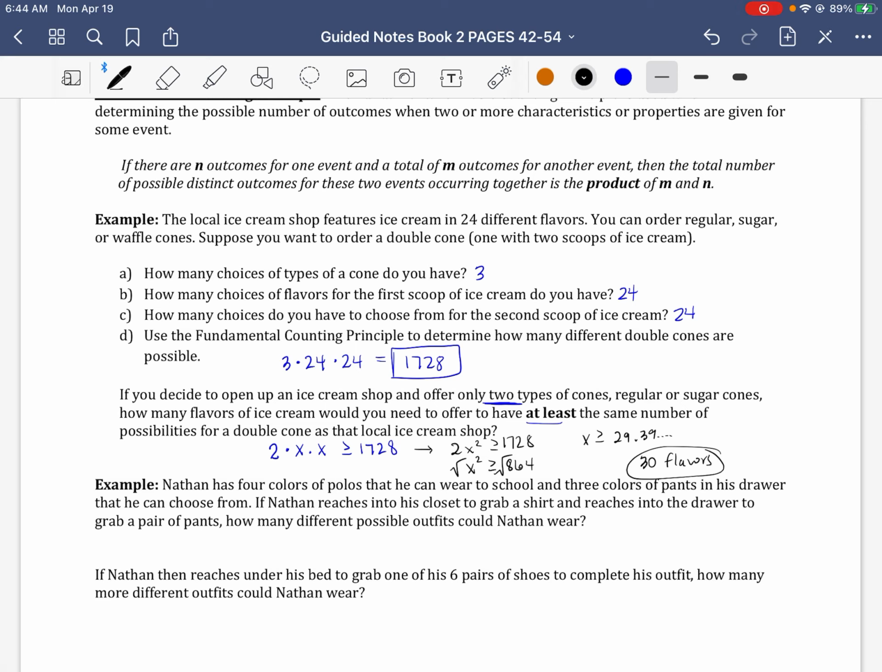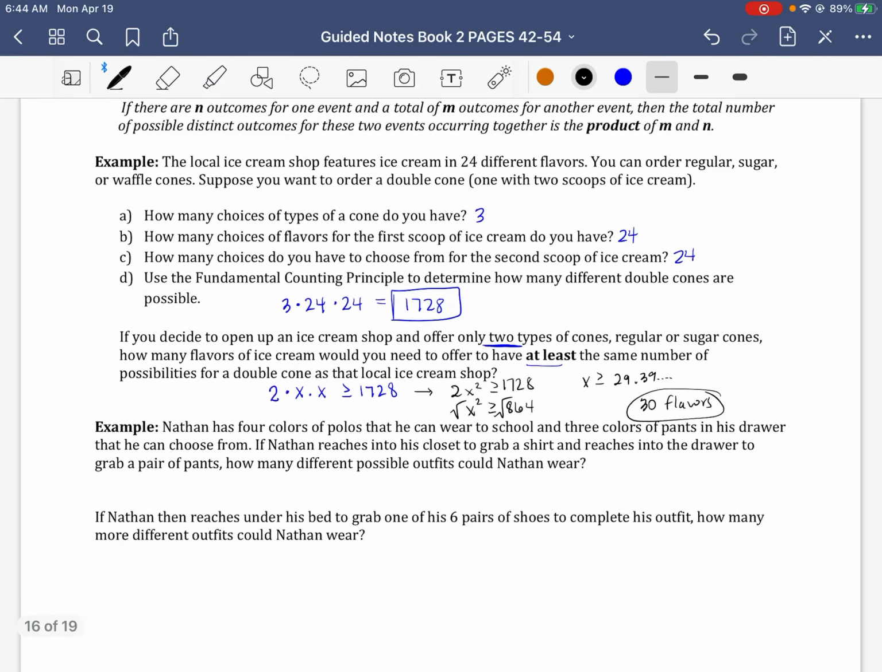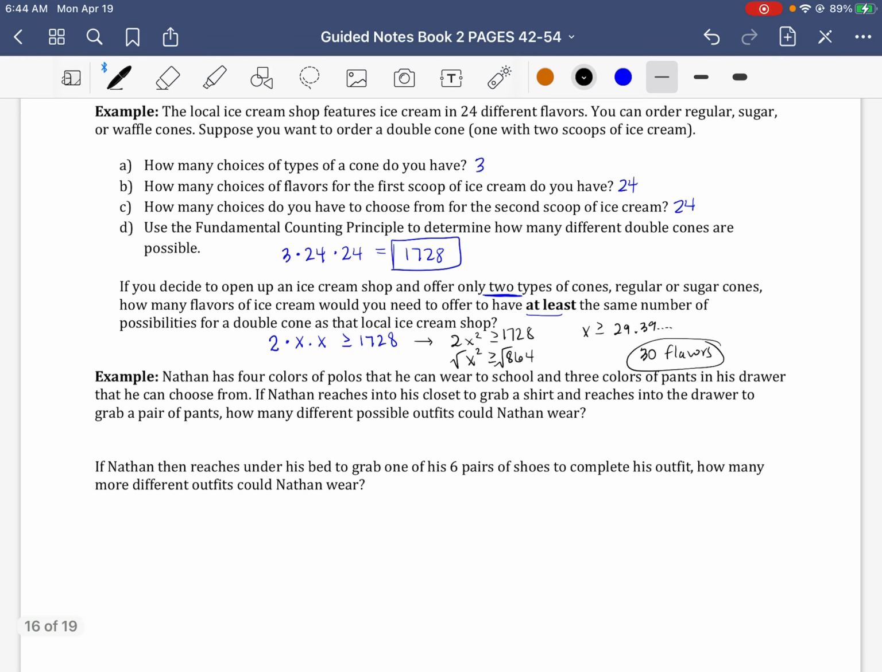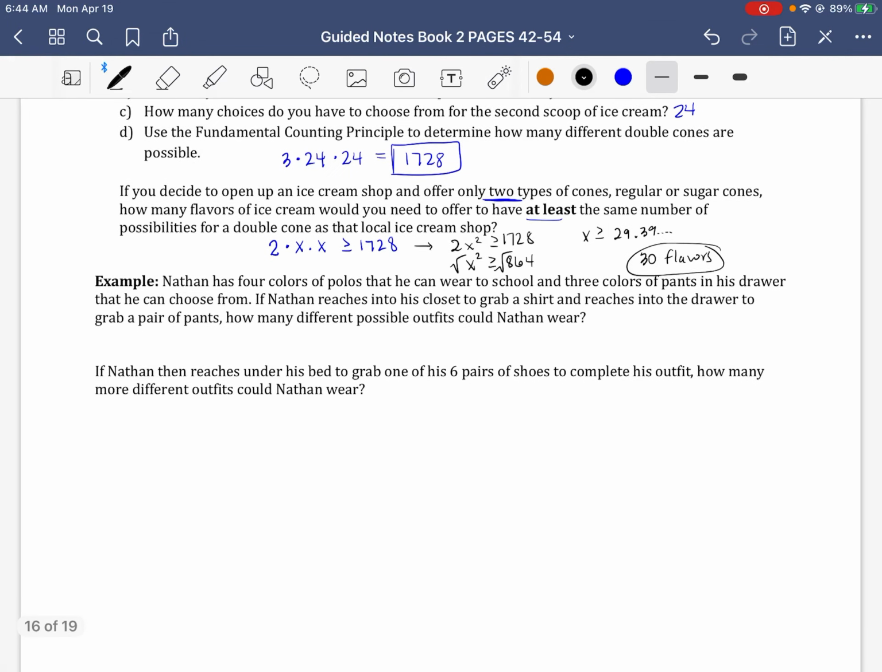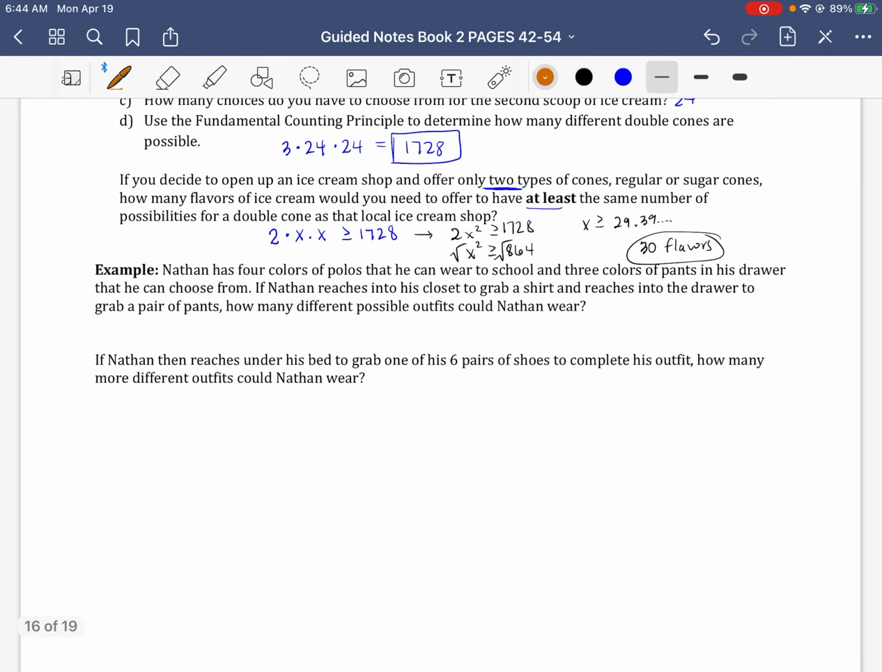It's just the product of the possible outcomes of each individual event. So let's look at one more example. Nathan has 4 colors of polos that he can wear to school and 3 colors of pants in his drawer. So once again, he's got 4 colors for tops, 3 colors for pants. He reaches into his closet to grab a shirt, reaches into the drawer to grab pants. How many different possible outfits? So if he's got 4 colors, and we multiply it by the 3 possible pants, that would be 12 different outfits.